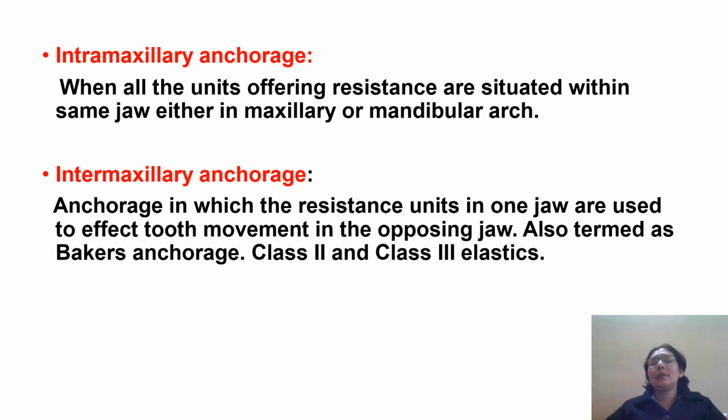Intramaxillary anchorage: the resistance units are within the same arch, maxillary or mandibular arch. Whereas in an intermaxillary anchorage, the resistance unit will be between maxilla and mandible. So both the jaws will be involved, as we'll be seeing.